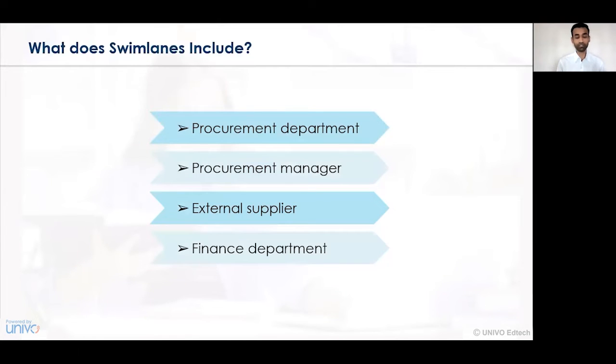The finance department. The finance department plays a very important, crucial role in identifying the amount of funds that will be required, and how the money that is required will be made available in this specific time period. And hence, the finance department also has to undertake the activity of the swimlane.